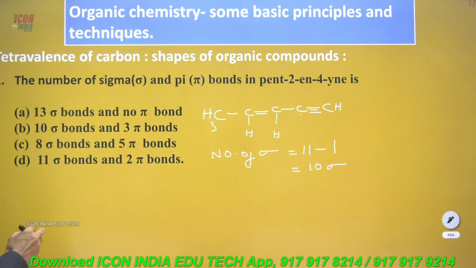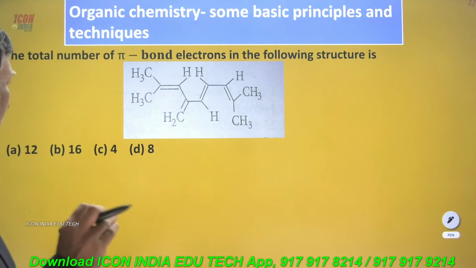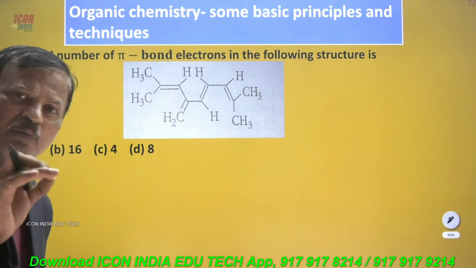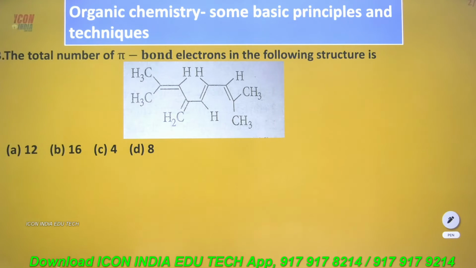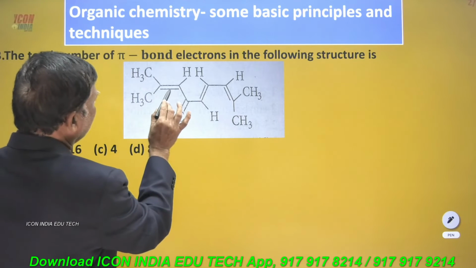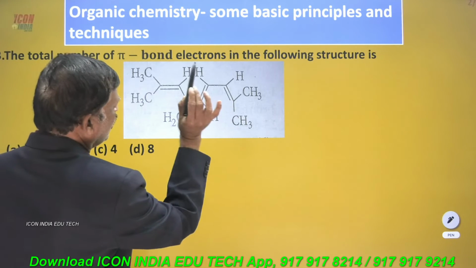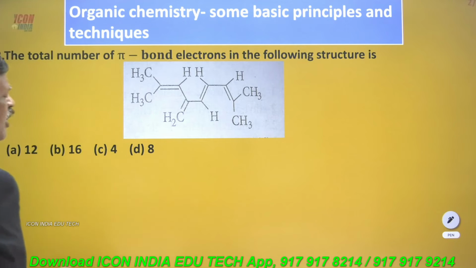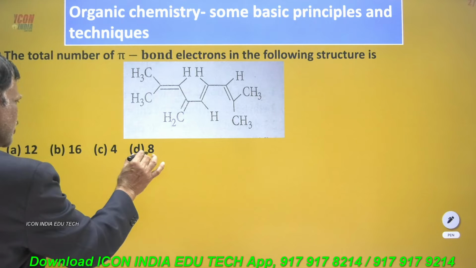Okay. Next. The total number of pi bonding electrons in the following structure. Please have a look clearly at that structure so that you can identify. In each pi bond, there is one pi bonding pair. Pair means 2 electrons. They are asking pi bond electrons. How many pi bonds are there here? 1, here 2, here 3, here 4. Total 4 pi bonds are there. 4 pi bonds means obviously 8 pi electrons. So, this should be the answer.